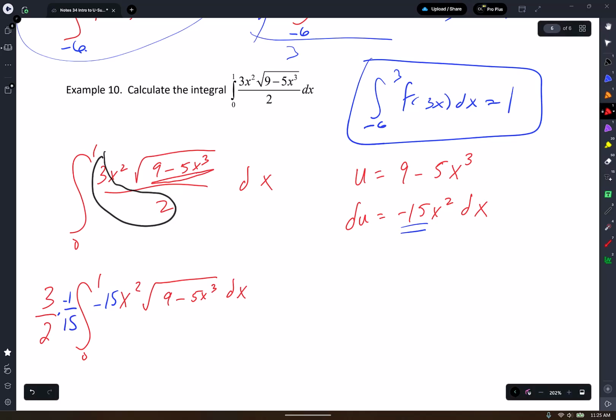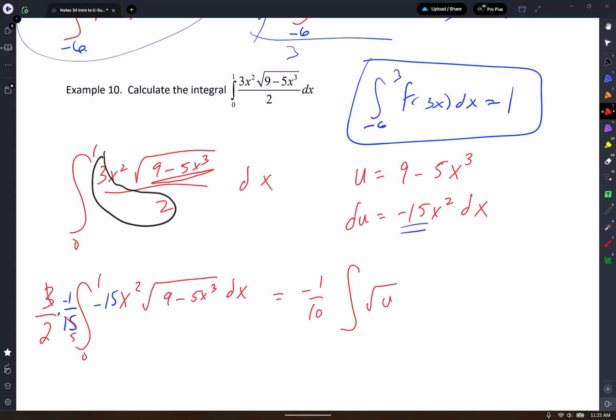All right, now here's what I see. Let's see, does 3 go into 15? It does, right? 5 times. So I see negative 1/10 integral. I'm going to put new limits in a little bit, guys. The negative 15x squared is du, but put that at the end. Square root of u. So the du is understood to be the end of the differential. Does that make sense?